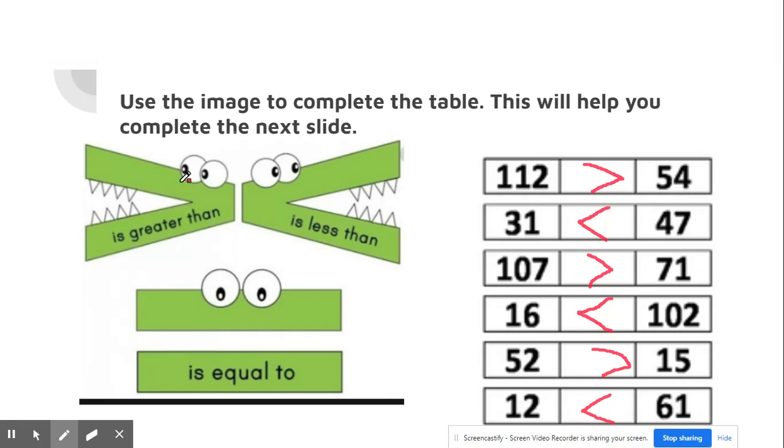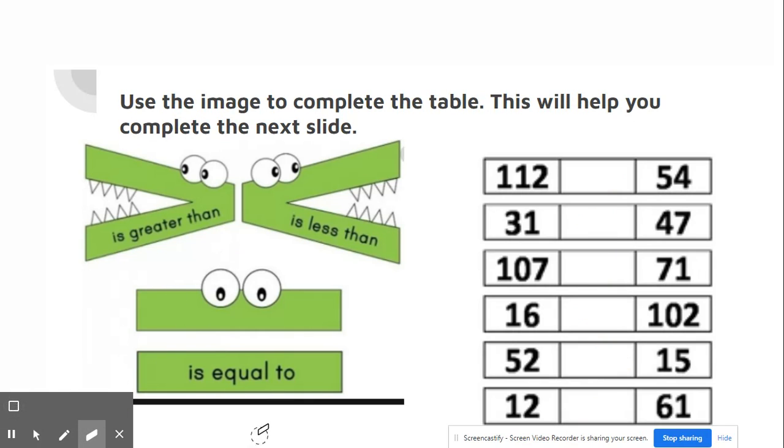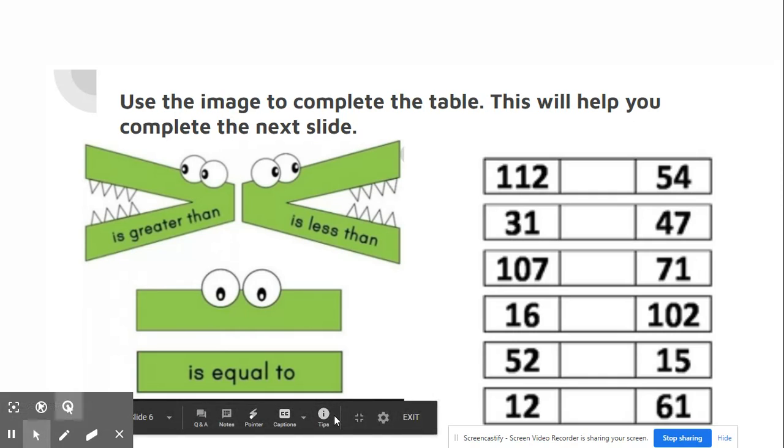So now that we are familiar with our symbols, we are going to use this information to go back into our math book. So I'm going to get started with you guys on that right now. So make sure you have your math book ready.